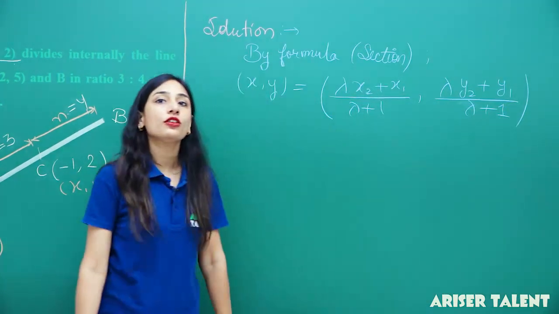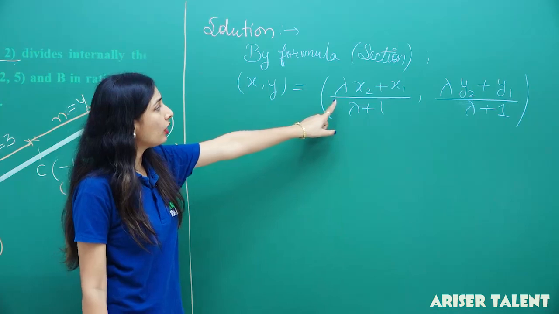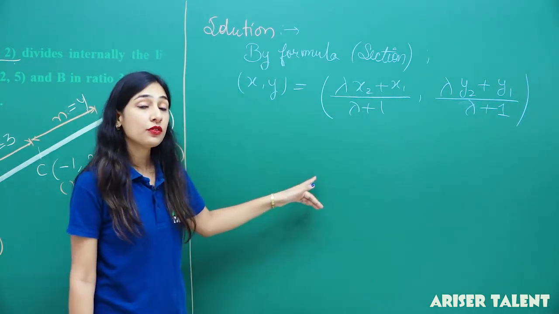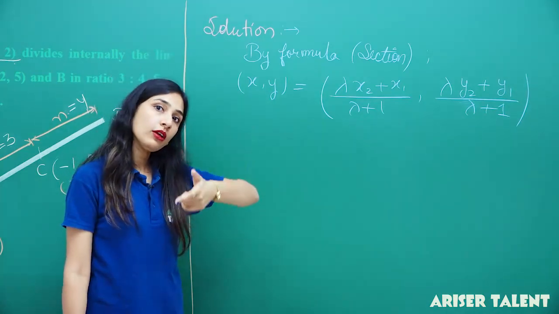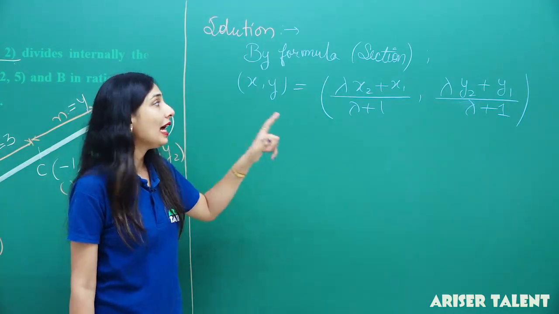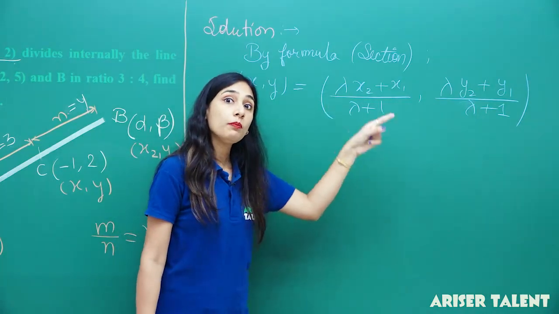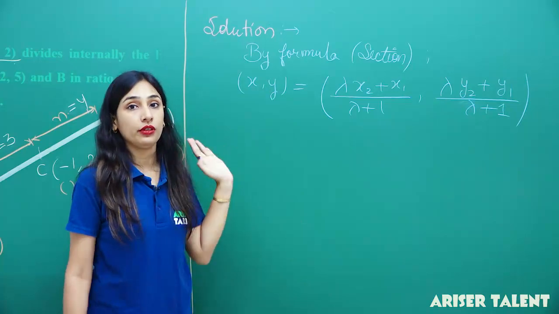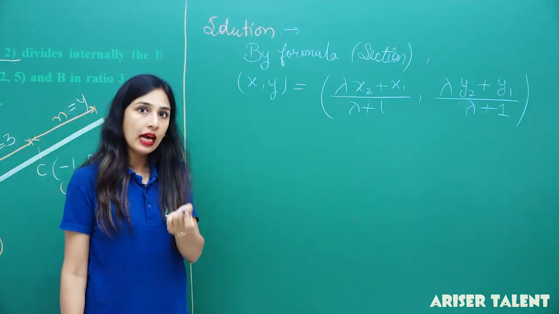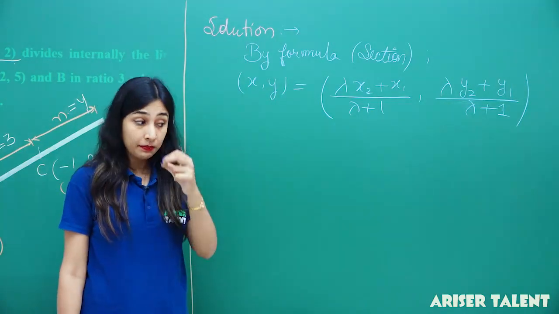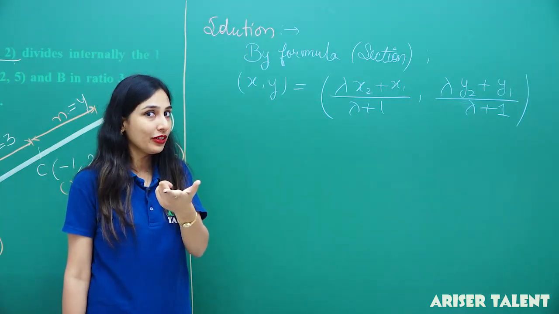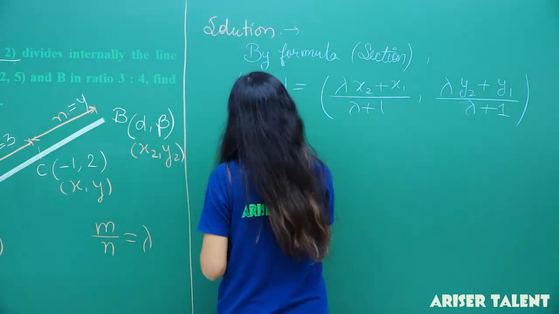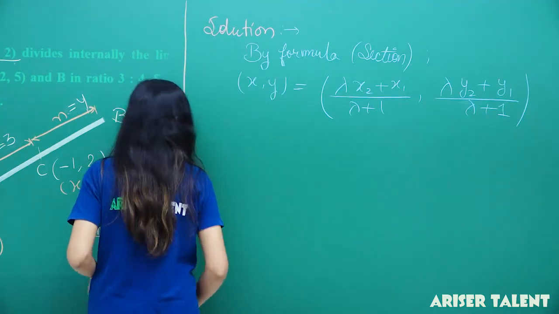Okay student, now it's your choice whether to use the formula lambda x2 plus x1 by lambda plus 1, or you can also find the same thing with the help of mx2 plus nx1 upon m plus n. That's all about your choice to select the formula, because you're having the value of m and n also, right? So you can use that also. Okay, now putting values, right?